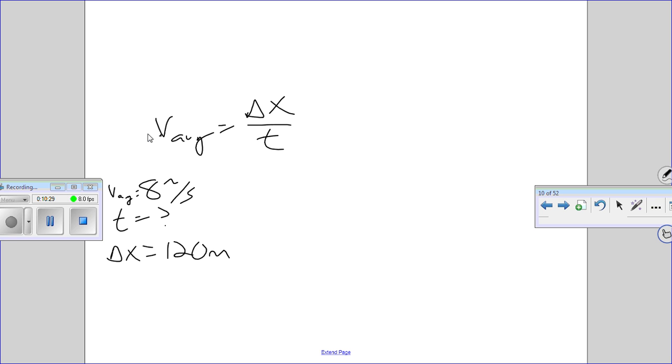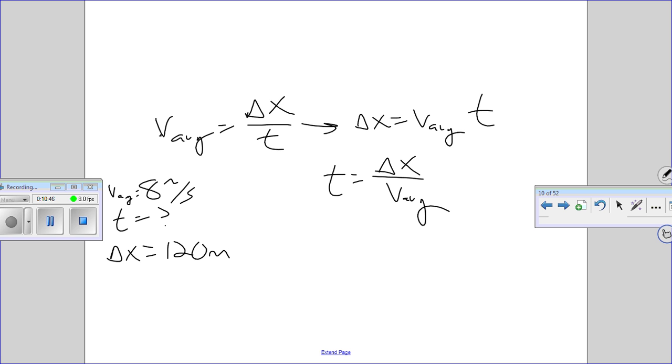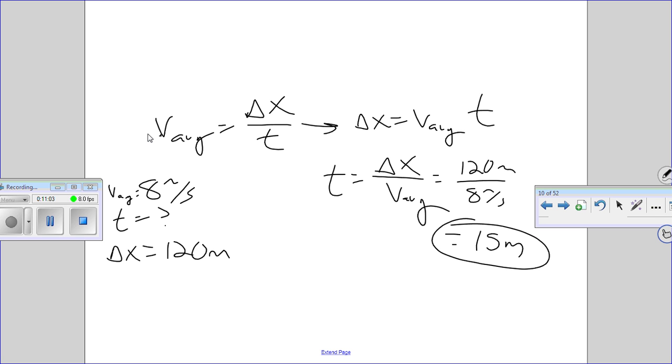To do the algebra on this, if you want to solve this for t, multiply both sides by t to get the t out of the bottom of the fraction. So in other words, start with this, and then now we divide both sides by V average to get that t is displacement over V average. I see people do this algebra wrong all the time. So if you're looking for time, this is the equation you should use. We're going 120 meters at a rate of 8 meters a second. So divide that out and it gives you, what is that, 15 meters, I think. My math might be wrong there, but yeah. So there we go.